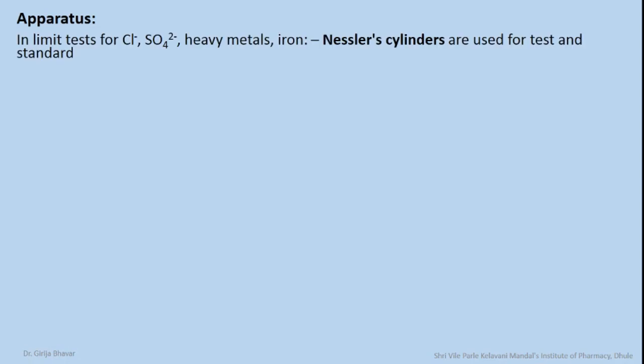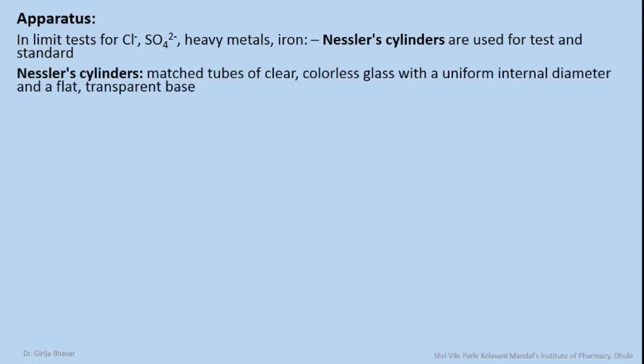The apparatus which is generally used to perform the limit tests for chloride, sulfate, heavy metals, iron, etc. is called the Nessler cylinder. Nessler cylinders are used to prepare the test solution and standard solutions. Nessler cylinders are matched tubes of clear colorless glass with a uniform internal diameter and a flat transparent base. Nominal capacity of Nessler cylinders is either 50 ml or 100 ml.